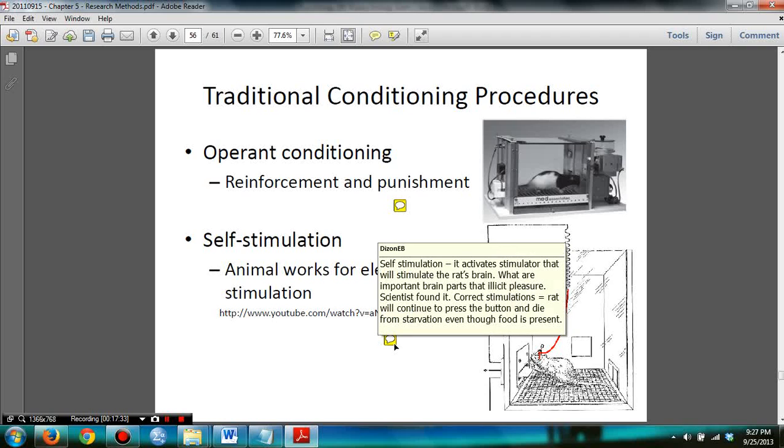And I'm going to make a little comment about self-stimulation. It seems to be more satisfying for a rat than eating food. So basically, when they stimulate the brain area that is responsible for the reward system, the rat will continue pressing. And basically, if you find the correct stimulation site, the rat will continue to press the button and die from starvation even though food is present.